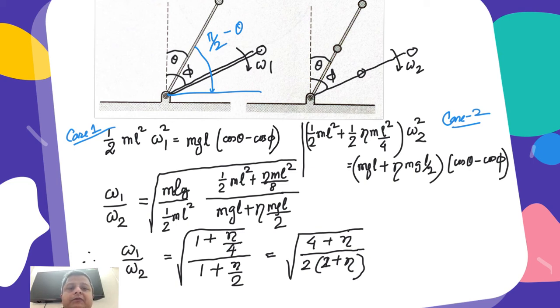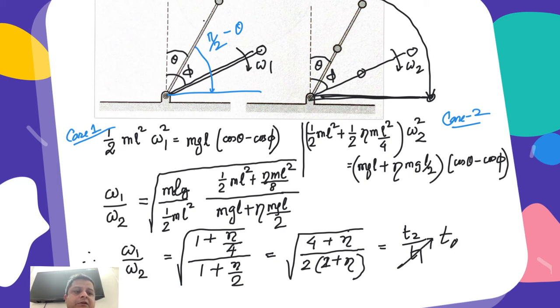So from there you can consider that the ratio of the angular speeds omega 1 by omega 2 is the inverse ratio of the times, t2 by t1. T2 is the time taken in the second case to fall from the given condition until the rod falls on the ground, and the same time for case 1 is t1. By the way, t1 is given as t naught. So t2, the time in the second case, is equal to t naught times the root of (4 plus eta) divided by 2 into (2 plus eta).